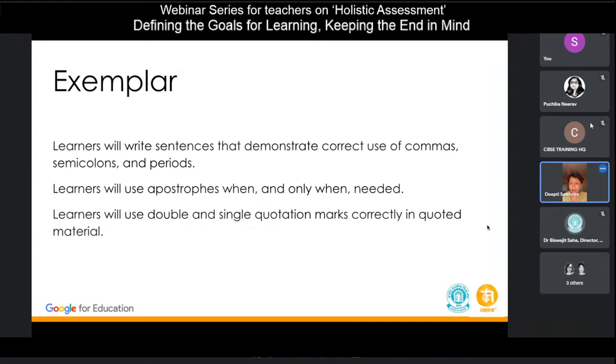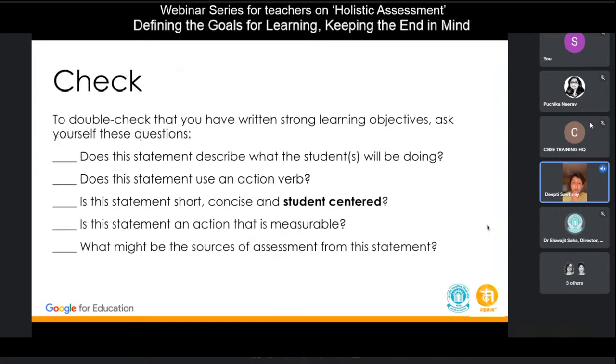So if we go next, when you are creating your lesson objectives, please make sure that you write strong learning objectives. If you look at these statements here, does this statement describe what the students will be doing? You have to know what the children are going to do. Is it a GeoGebra activity? Is it a science experiment? Is it something that they're going to try at home? Does the statement use an action verb?